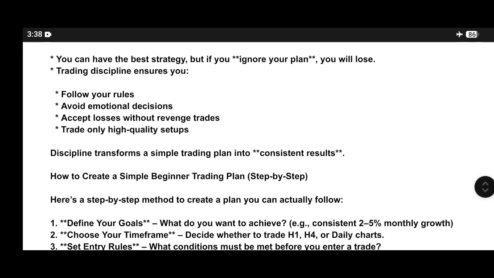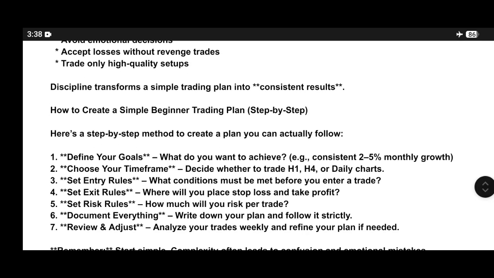How to create a simple beginner trading plan step by step. Here is the step by step method you need to create a plan that you can actually follow. Number 1 is define your goals. What do you want to achieve? Example, consistent 2 to 5% monthly growth. Number 2, choose your time frame. Decide whether you want to trade on the 1 hour, 4 hour or daily chart.